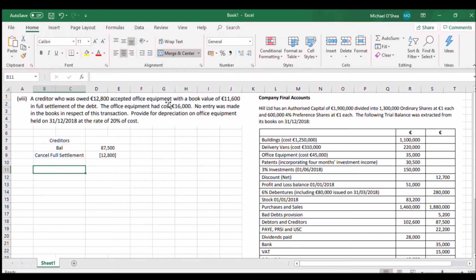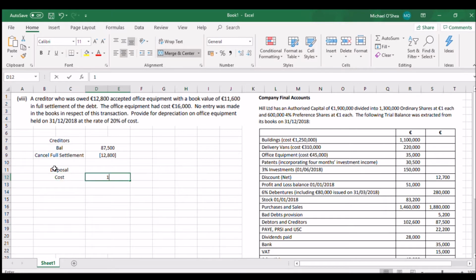Okay, what else happened? Well, I had equipment. Equipment has a book value of 11,600, the net book value, but it costs 16,000. I need to find out whether I made a profit or loss on that equipment. How do I do that? I do a disposal account.